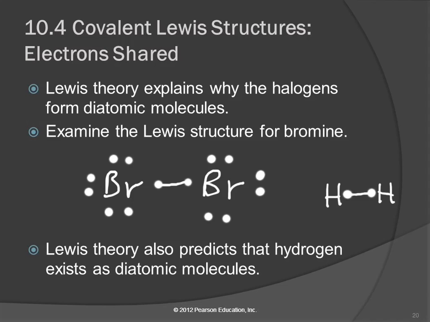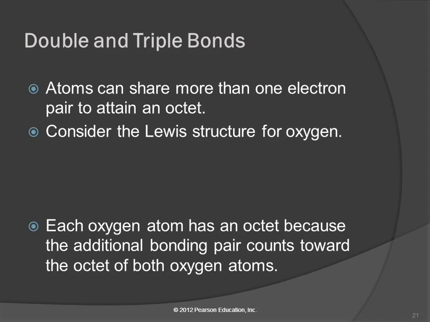And we can do this actually with all of the diatomic elements. Sometimes atoms will share more than 1 electron pair to attain an octet. So let's look at oxygen. We've looked at oxygen a lot today. So here's the Lewis structure for oxygen. And here's another oxygen. Oxygen is one of those diatomic elements, isn't it? It's the oats. O for oats.